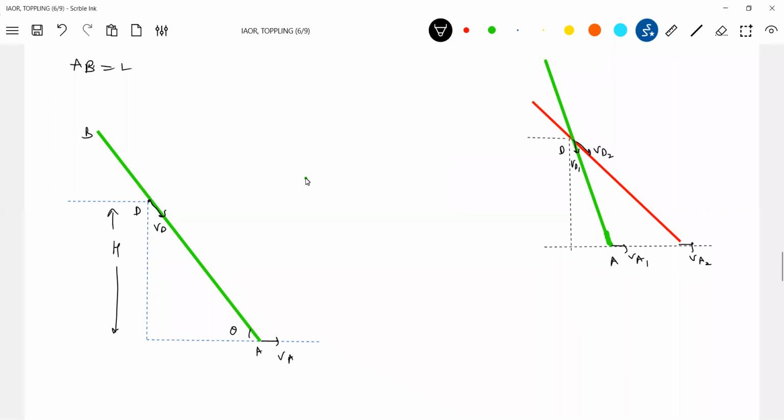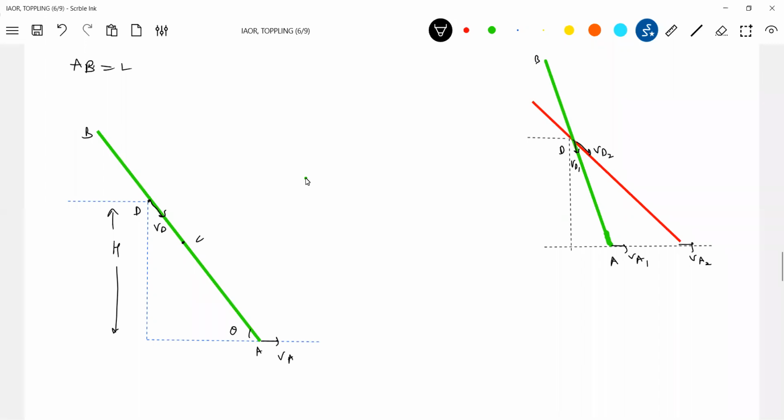What about velocity of the end B? I don't know. I'm not very sure. Like, sir, will it be along the rod? That has to be determined. No, where is the center of mass of the rod? Let me take this as center of mass. So the rod rotates about center of mass.